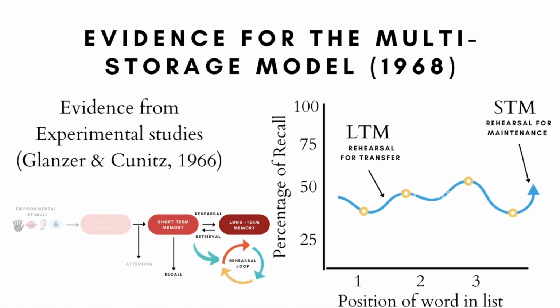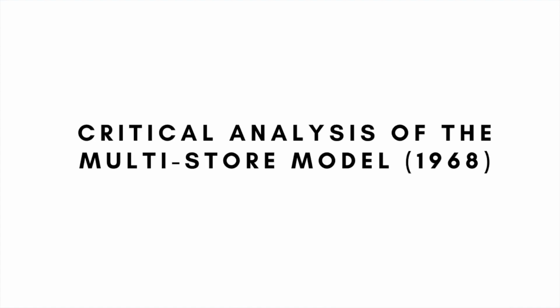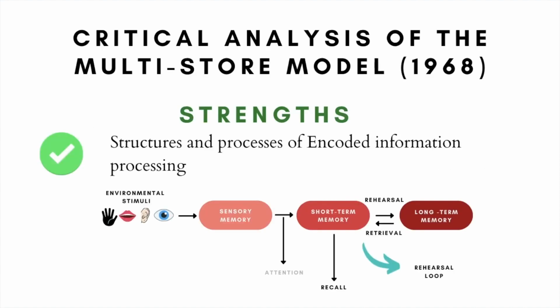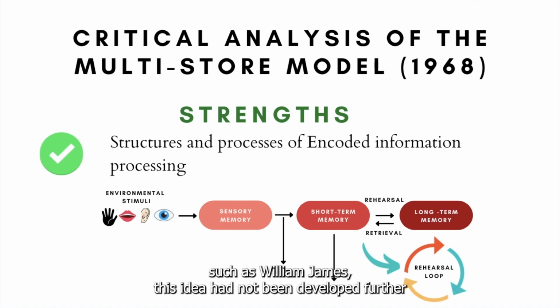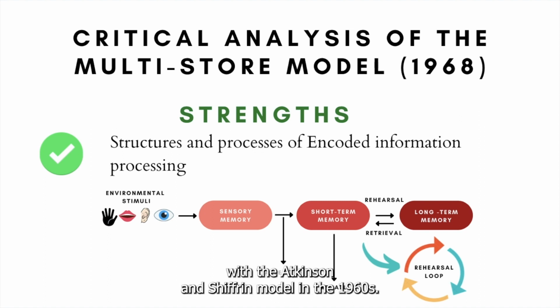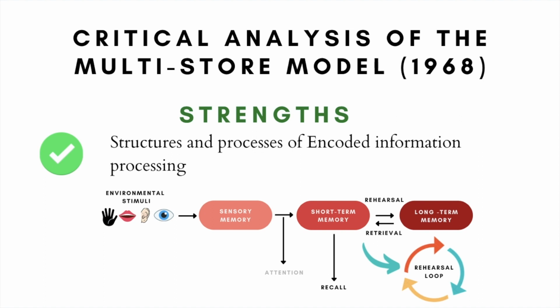Let's now move on to the last part of the video, where we critically analyze and evaluate the multi-store model, looking for strengths and weaknesses. Now, although previously the idea of different memory stores has been proposed by psychologists such as William James, who had not developed it further, it was brought to fruition by the Atkinson-Shiffrin model in the 1960s. All the evidence supporting the Atkinson-Shiffrin model did find fundamental differences between the propositions of memory stores by William James and Atkinson and Shiffrin.